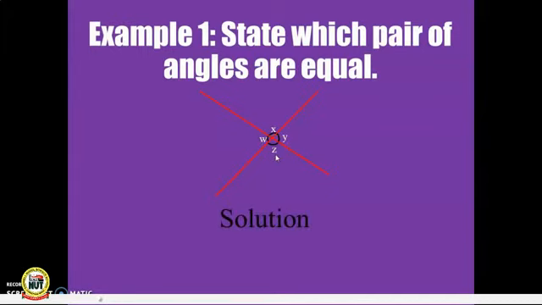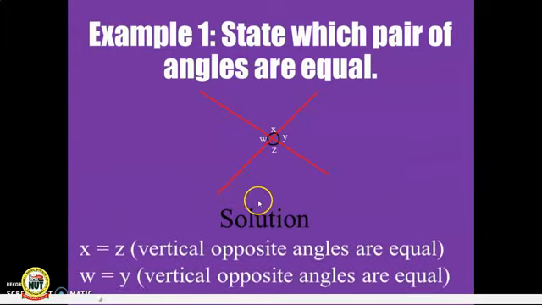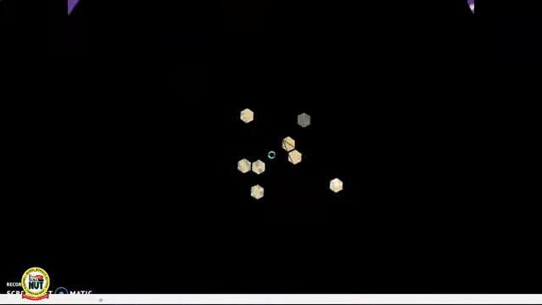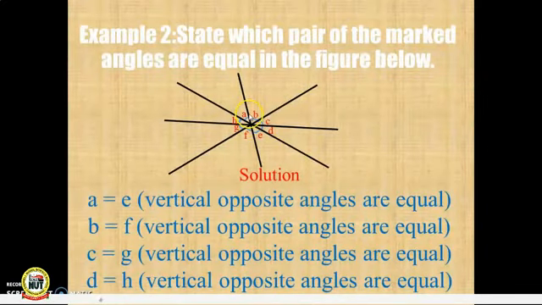Don't forget, based on our definition, vertical opposite angles are equal. Now the solution is this. Angle X equals angle Z, while angle W equals angle Y. The reason is vertical opposite angles are equal. You can see that they are opposite each other. W is opposite angle Y, angle X is opposite angle Z. Are we together? So let's go ahead to the second example.